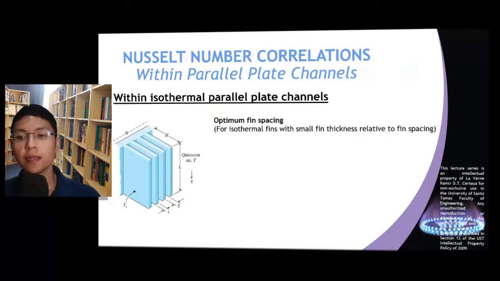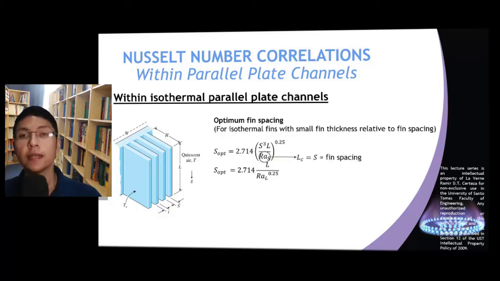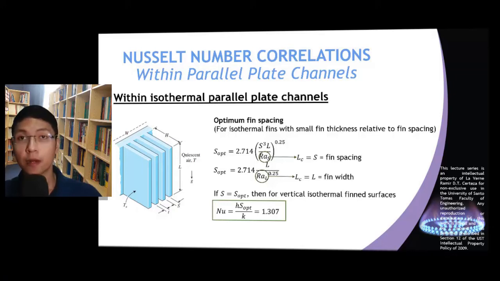It has been experimentally determined that the optimum fin spacing of very thin fins can be computed using either of these two correlations. Take note that when computing this Rayleigh number, the characteristic length that must be used is the fin spacing, while when computing this Rayleigh number, the characteristic length that must be used is the fin width. Now, it has also been determined experimentally that if we use the optimum fin spacing in the computation for the Nusselt number, it will remain constant at 1.307.